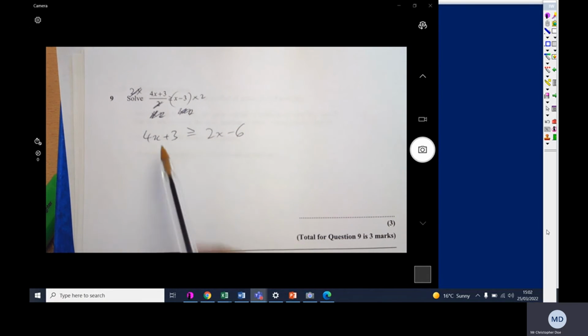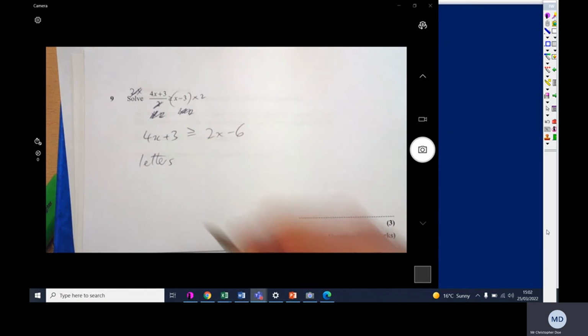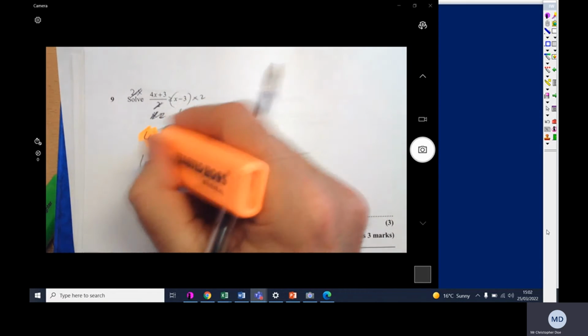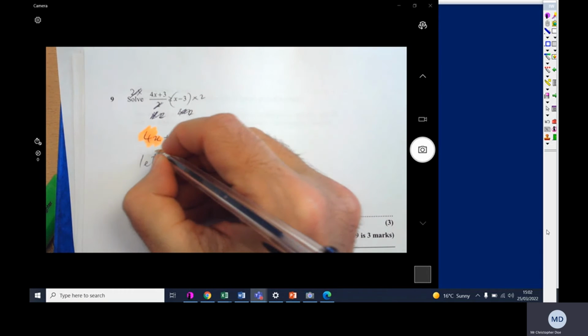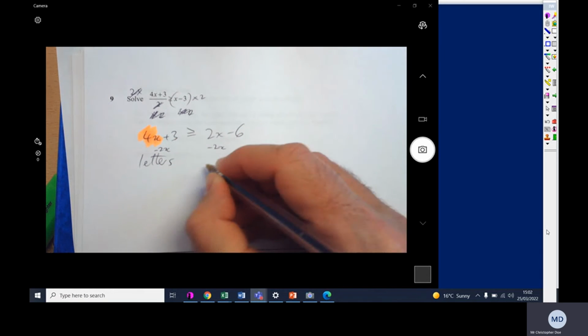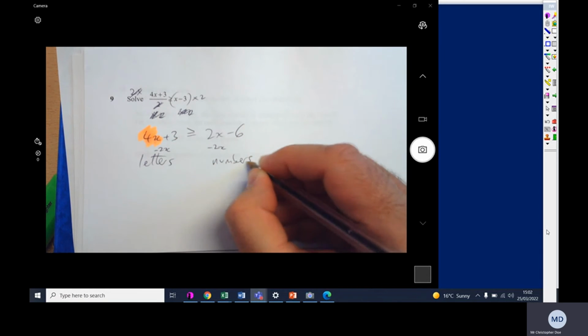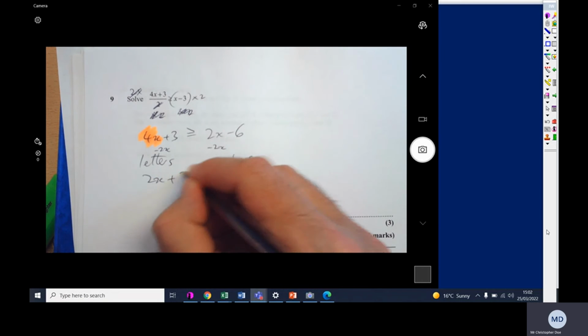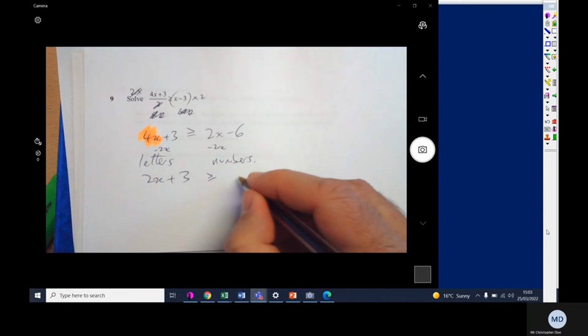Now, ideally, we're going to get letters on one side. I'm going to go for letters on the left because I've already got 4 of them there. So I'm going to take 2x from both sides, so I get rid of letters on the right. I'm going for numbers on the right. So I'm going to get 2x plus 3 on the left.